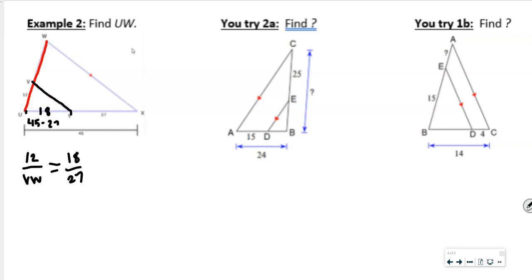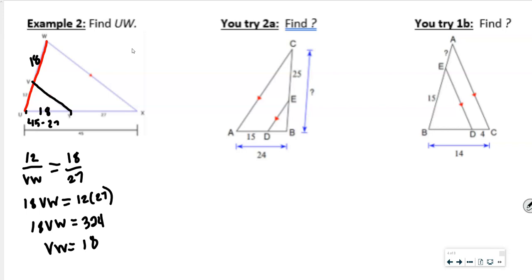Now, once I solve for that, then I can solve for the whole side because I can just add the parts together, right? Okay, so 12 over VW, so that's going to be 18 VW is equal to 12 times 27. And 12 times 27 is 324, so 18 VW is equal to 324. Divide both sides by 18, so VW is equal to 18.